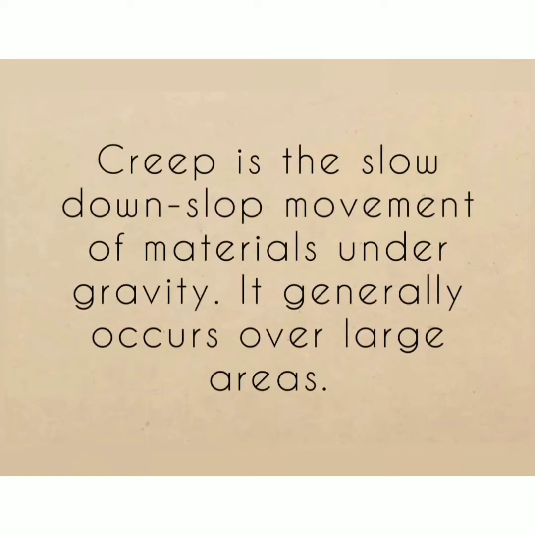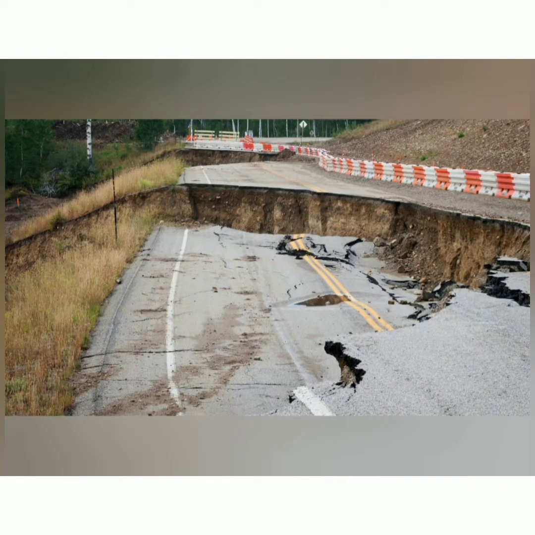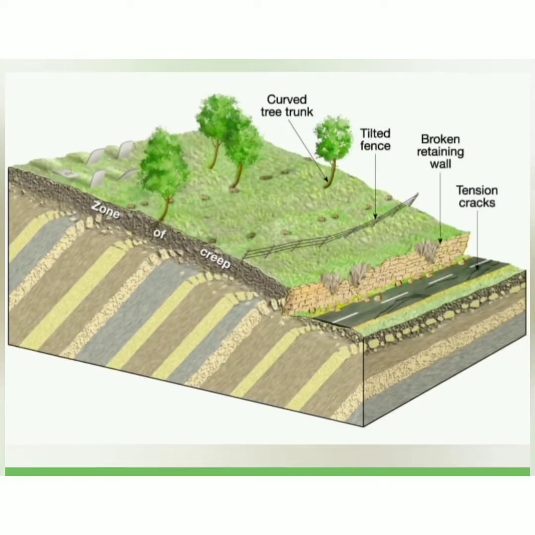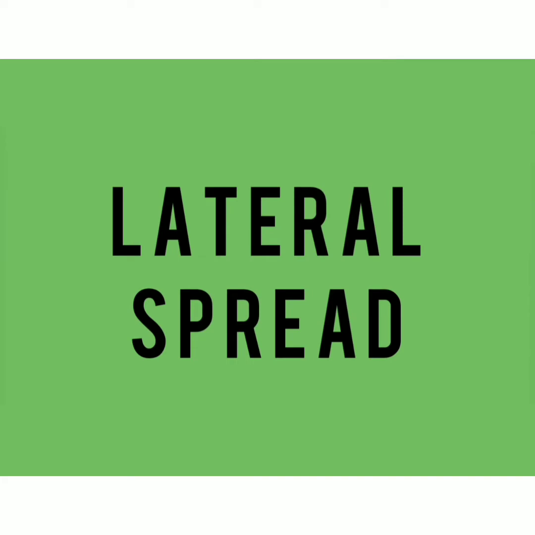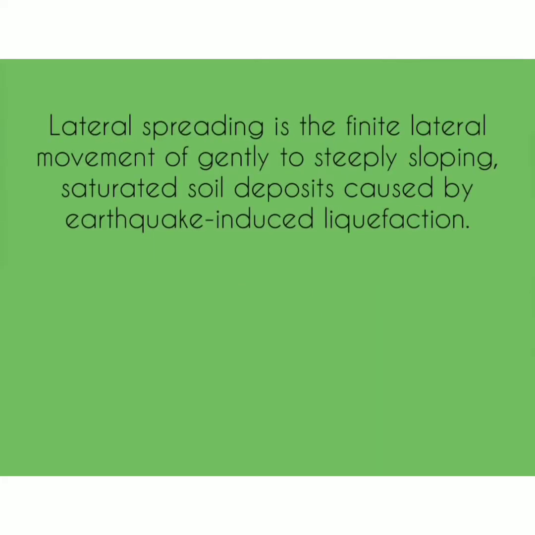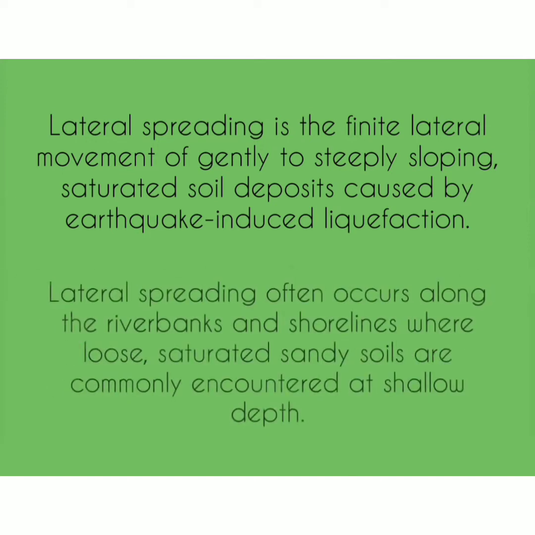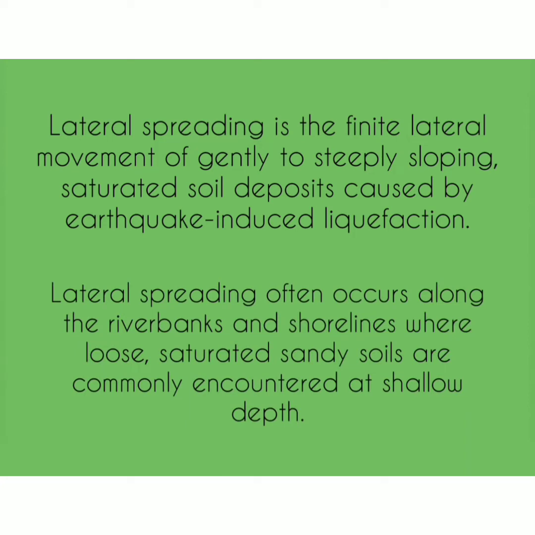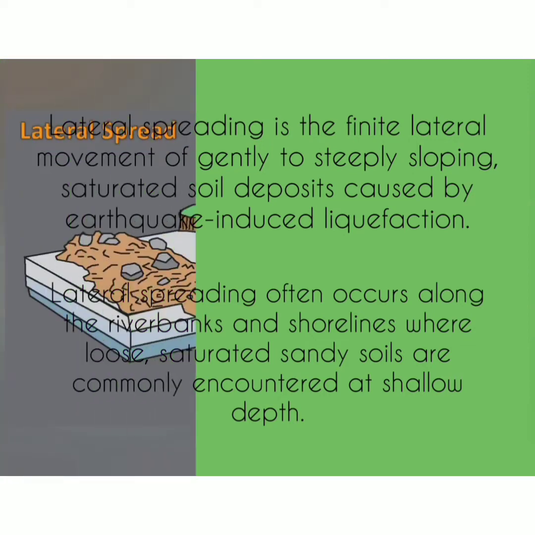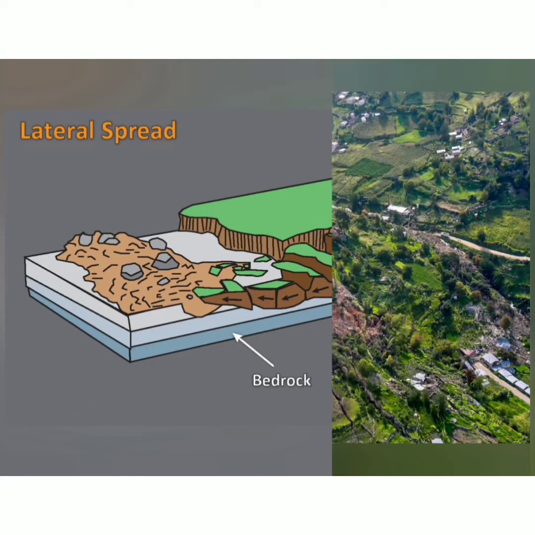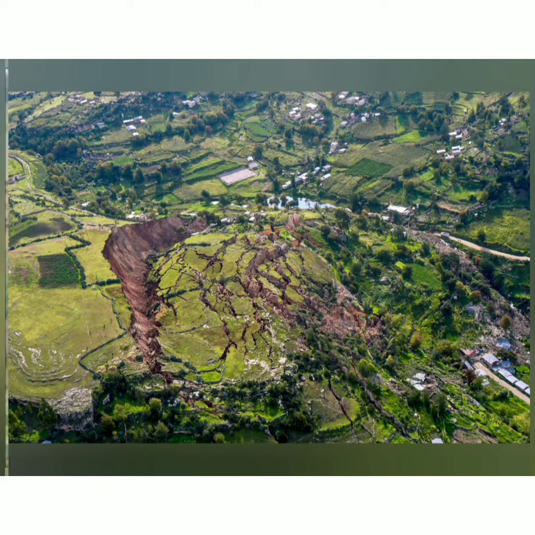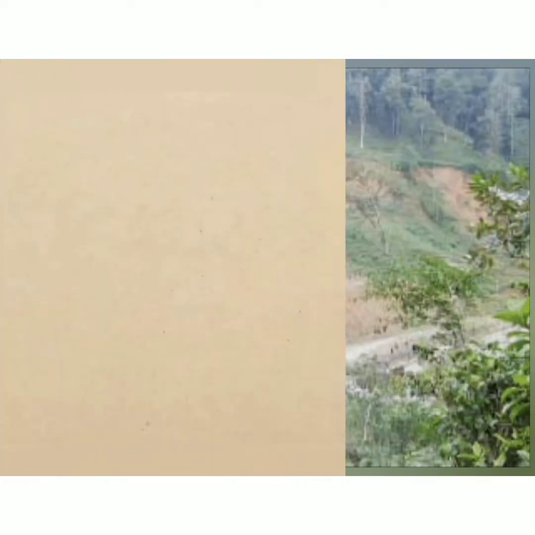Next is creep. Creep is the slow downslope movement of material under gravity. It generally occurs over large areas. And lastly is the lateral spread. Lateral spreading is the finite lateral movement of gently to steeply sloping saturated soil deposits caused by earthquake-induced liquefaction. Lateral spreading often occurs along riverbanks and shorelines where loose, saturated sandy soils are commonly encountered at shallow depths.